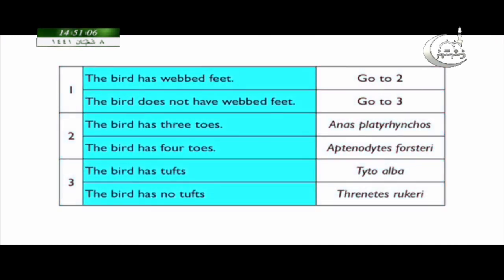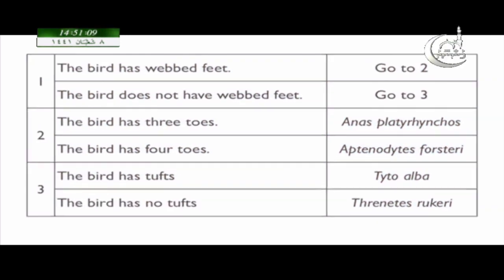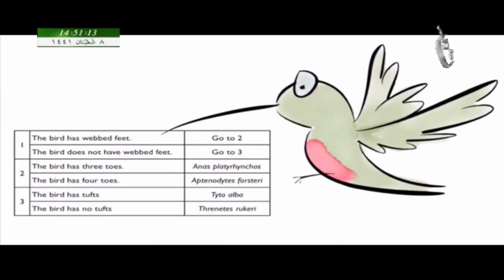The chart is called a dichotomous key. Reading a dichotomous key is easy. Take a look at the hummingbird. To use a dichotomous key, start at number 1. At number 1, it's asking us to observe the feet of the bird. A hummingbird does not have webbed feet, so we'll go to step 3. Step 3 has us examine the bird's tufts. Our bird does not have tufts. We just figured out the scientific name.